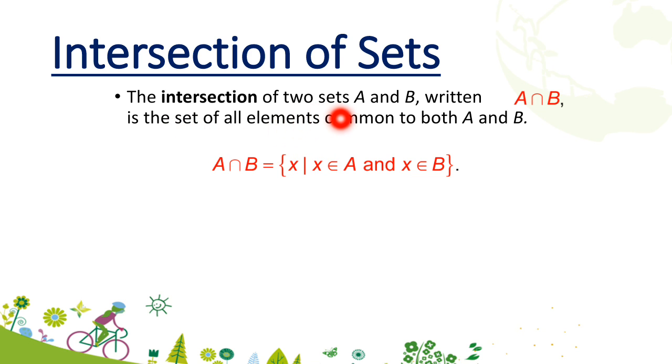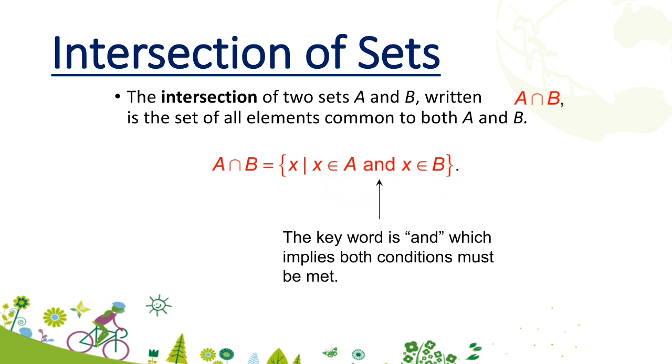The intersection of two sets A and B, written as A intersection B, is the set of all elements that are common to both sets A and B. Mathematically, we are going to write A intersection B as {x such that x belongs to A and x belongs to B}. Here the keyword is AND, which implies both conditions must be met, meaning that you need to write only those elements that are common to both sets.